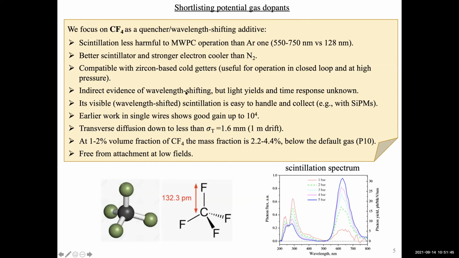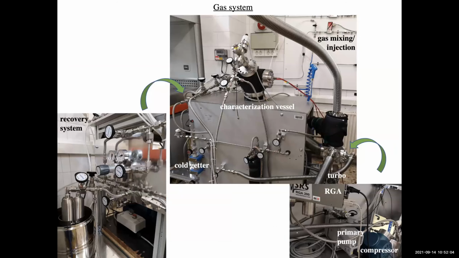And then, as I just said, there was some indication of wavelength shifting and some early work pointing to good gains. And we could set 1-2% volume fraction of CF4, the mass fraction would be even below the one of the default gas. And so it's free from attachment. So it has all the desired properties we want to have in a gas.